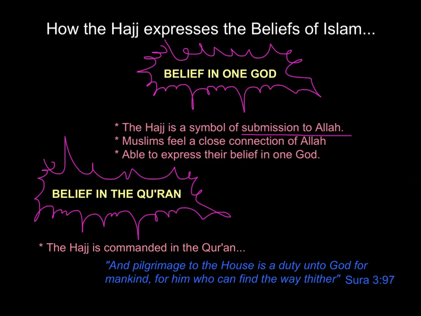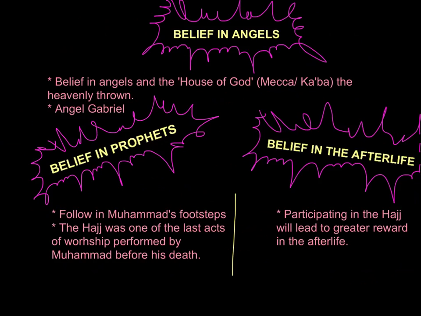In reference to the second belief, which refers to a belief in the Quran or books of Allah, the Muslims are expressing the belief in the Quran as the Hajj is commanded in the text of the Quran, and pilgrimage to the house is a duty unto God for mankind, for him who can find the way thither. A belief in angels and in the house of God, which is Mecca or the Kaaba, as a heavenly throne, is recognised or expressed through the Hajj.